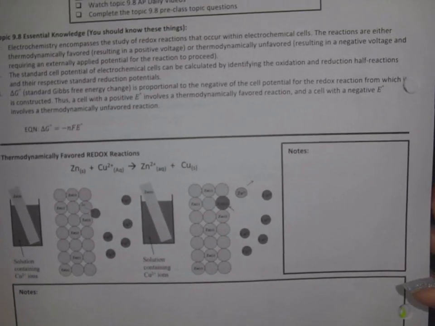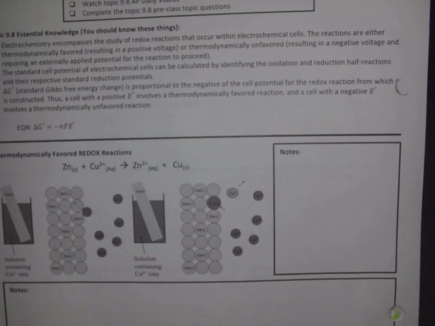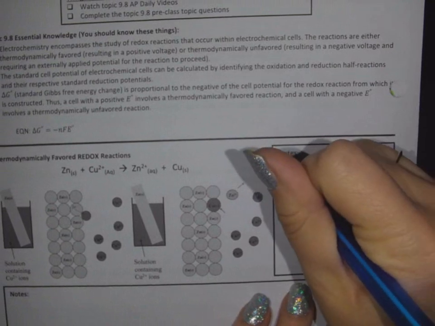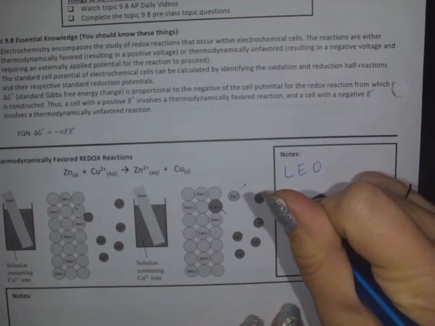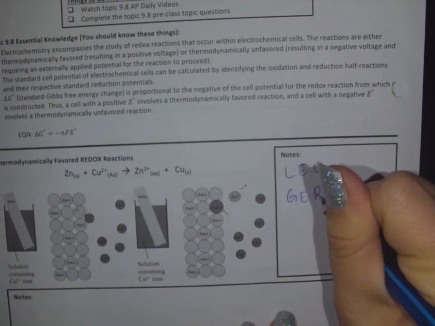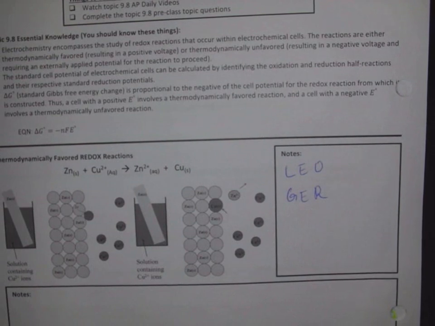Okay, so let's go over a couple of those big ideas from redox, like Leo the Lion says grr. If we lose electrons, we oxidize. If we gain electrons, we reduce. And then we have a new one that will come up today, and it's red cat and ox. Okay? Red cat and ox.